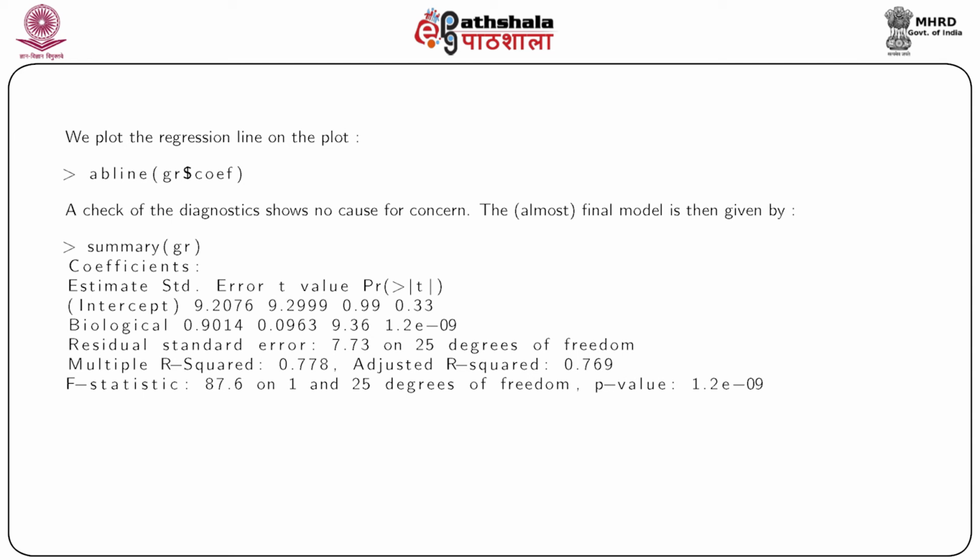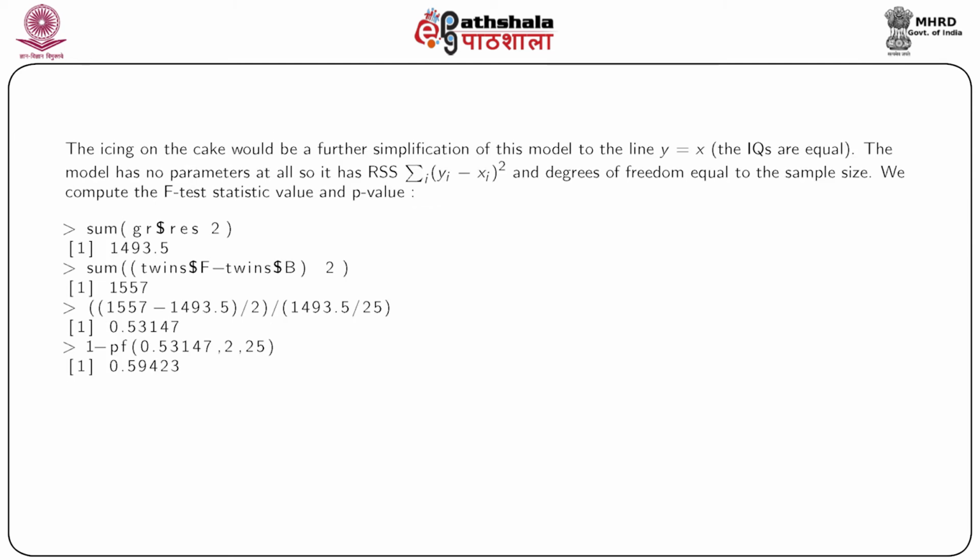Also, looking at the multiple R square, which is almost 78%, and at the p-value, we can see that the overall model is also significant, and the multiple R square is high enough for us to consider the model a good one. And the icing on the cake would be a further simplification of this model to the line y equals x. Because we were considering data on twins, a further simplification would be to simply assume that the IQ of one child reared by the foster parents equals the IQ of the child reared by the biological parents.